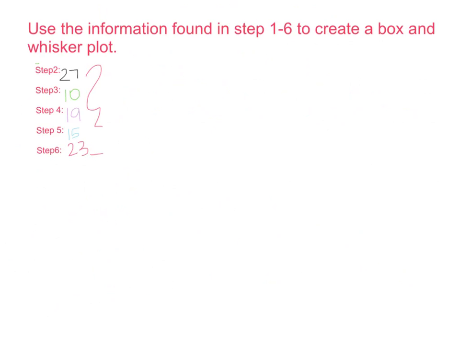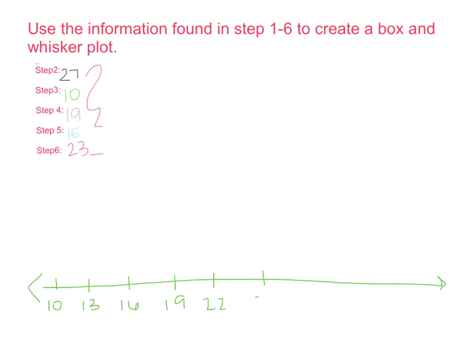So now we're going to draw our box and whisker plot. So we're going to start with 10, and we're going to go up in increments of 3. So 10, 13, 16, 19, 22, 25, 28, 31, 34. You could have done it by individual ones, you could have done it by twos, but just to make them all fit on the line since it is a wide range.